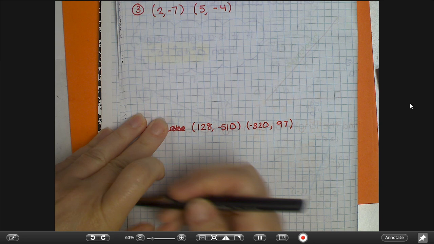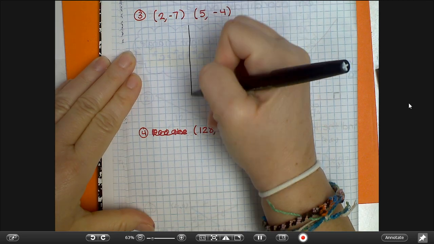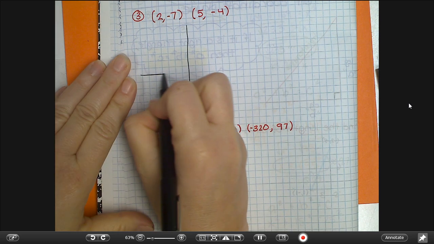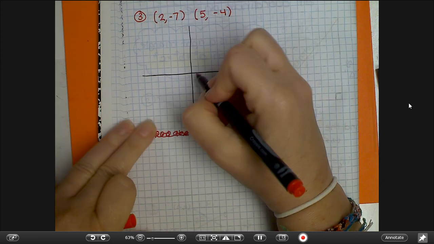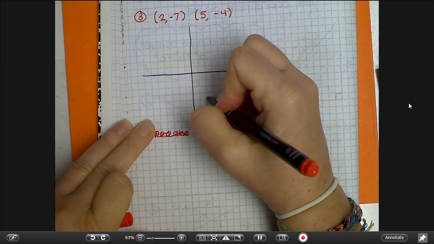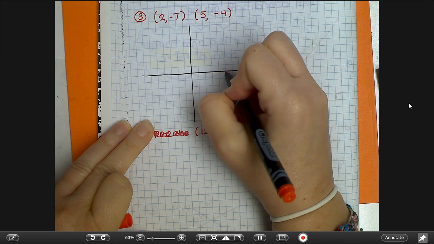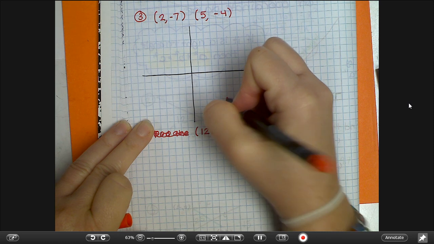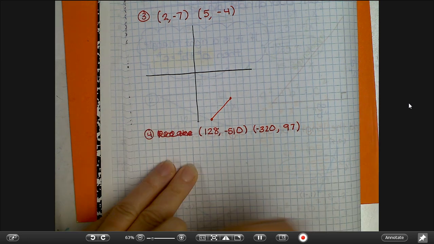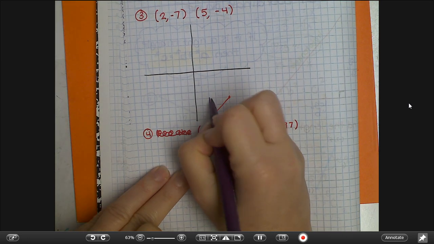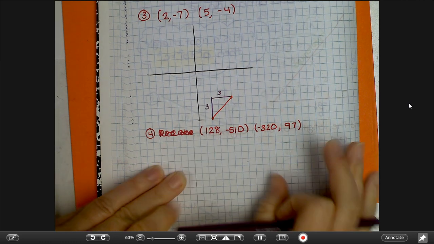So based on what we just did, it would make sense to draw a graph and plot the points. 2, -7, and 5, -4. So we want to know the length of that segment. So let's make a little triangle. This way we went up 3 and over 3. It's kind of slopish like that.